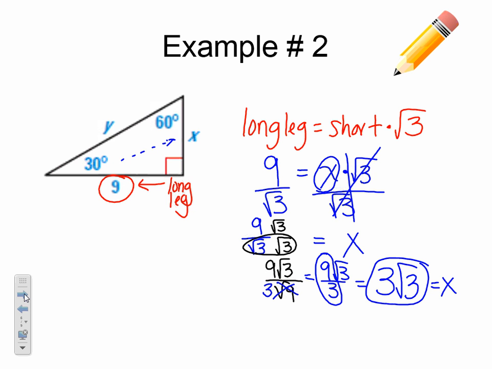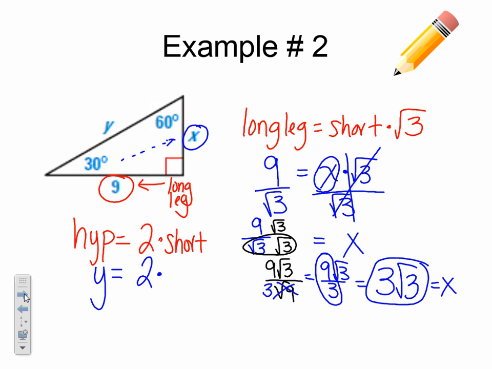So knowing that now, we should be able to help ourselves out here and figure out that y. The y is on the hypotenuse. So we're going to go ahead and use hypotenuse equals 2 times short leg. Well, now I know the short leg here, and I know the hypotenuse is labeled with a y, so we're going to fill that in. Y equals 2 times, what's the short leg here again? Oh yeah, that's this x, which we just found out was 3 square roots of 3. And so now if I simplify what I have there, y equals, multiply those two, 6 square roots of 3.